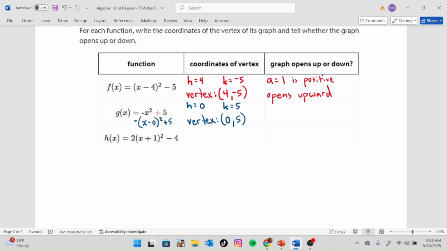Now we can see that the a term is -1. Therefore, this is negative. And if a is negative, then it opens downward.